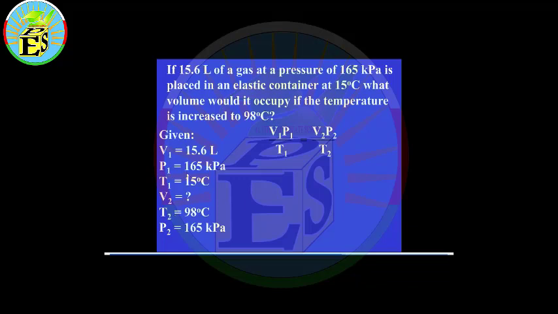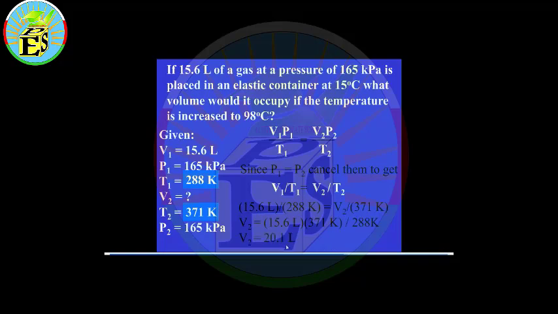Yes, P1 equals P2 equals 165 kilopascal, so I can cancel the pressures with each other and have a simple relation, V1 over T1 equals V2 over T2. I need to calculate V2, so I will multiply each side by T2. Don't forget to change Celsius to Kelvin by adding 273. Substituting V1, T1 and T2, we calculate V2 as 20.1 liters.